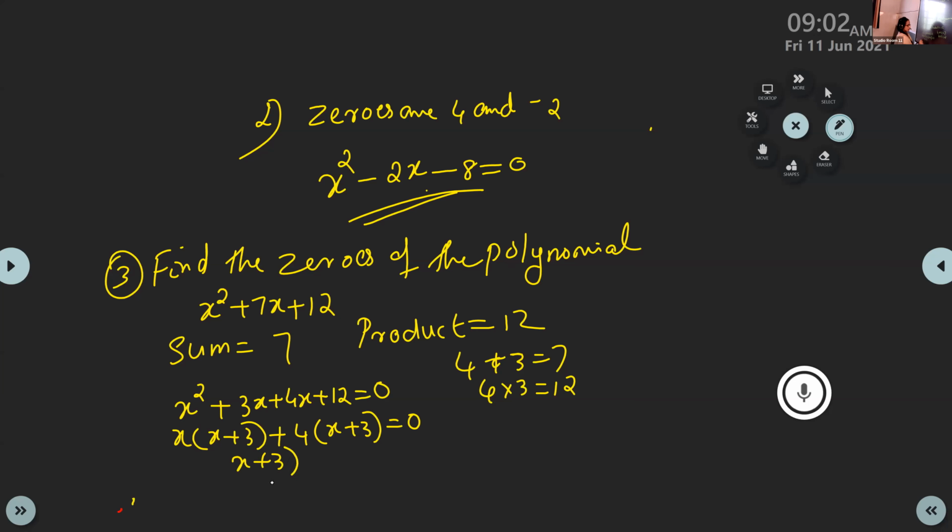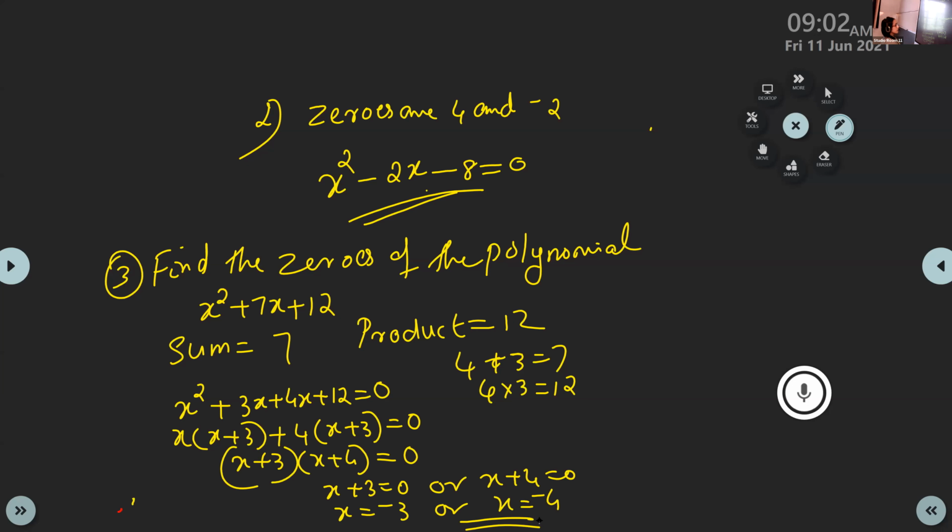Again, x plus 3 is a common factor. Take that outside. So the remaining is x plus 3 into x plus 4 equal to 0. That is x plus 3 equal to 0 or x plus 4 equal to 0. So x equal to minus 3 or x equal to minus 4 are the zeros. You can use any method, either by splitting the middle term or you can use the quadratic formula also.